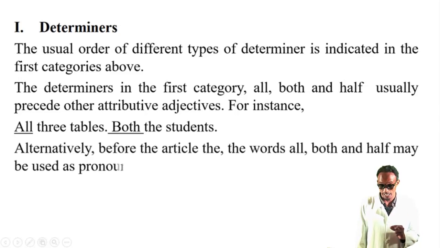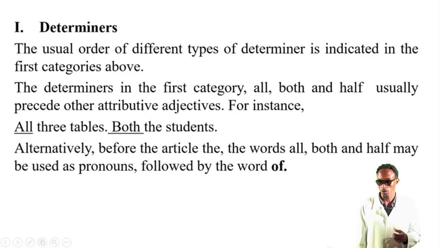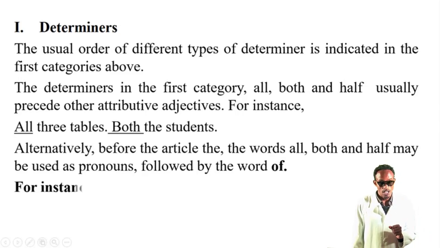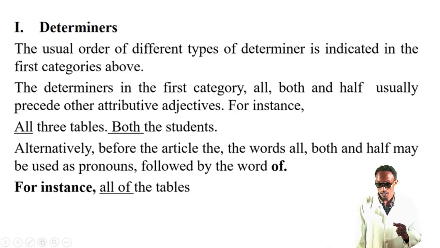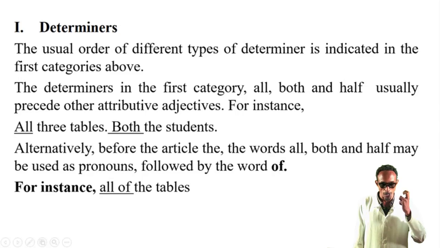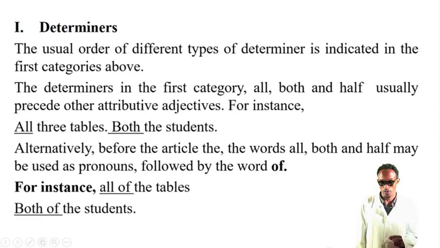Alternatively, before the article, the words all or both may be used as pronouns, followed by the word of. The word all, or both, or half, may be used as a pronoun, followed by the word of. The word is of. For example, all of the tables. All three tables. All of the tables. Both of the students. Both the students. Both of the students.